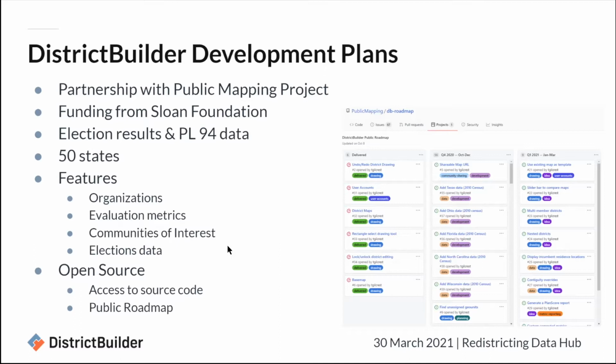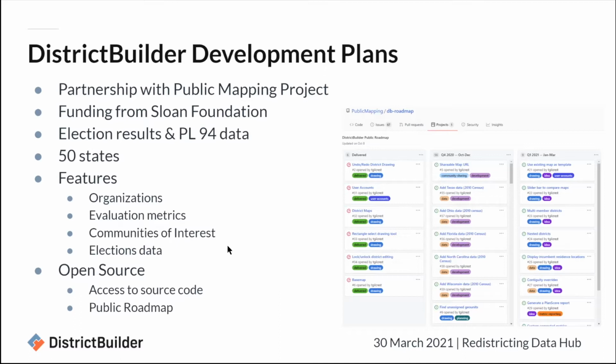Some things that I'll be talking about a little bit today but are also upcoming that we want to highlight are things like organizations, which allow groups of people to draw maps on District Builder. Some evaluation metrics so you can review and evaluate how your map is performing. Communities of interest, so pulling in other layers of communities or potentially municipalities, things that you want to compare to the district shapes that you're drawing.